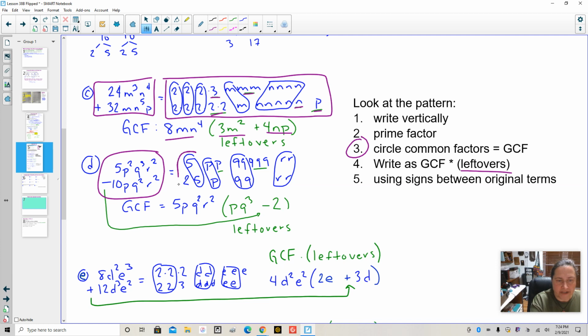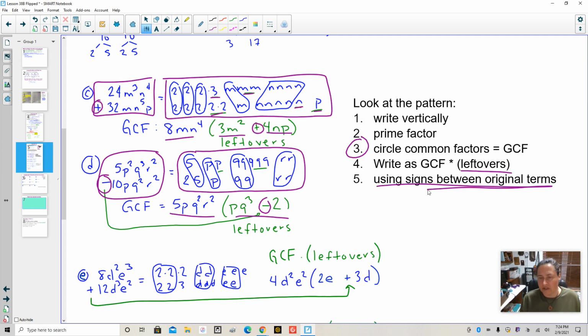Prime factor them. Split everything out. Circle what they have in common. Greatest common factor times the leftovers. Notice that this sign still sits in the middle. Look back at this first one. It's a positive sign. Positive still sits in the middle. Step 5, make sure that you're using those same signs.